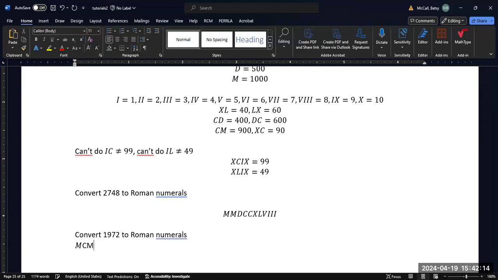900 would be CM, so that's again 1 less than 1,000. That's the 900. 70 would be 50 plus 20, XX, and then 2 would be II.